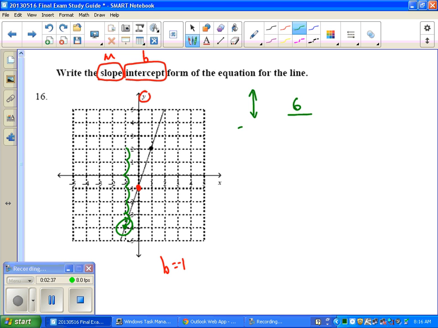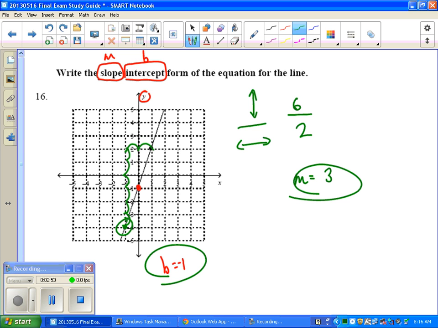And count how many times you go left or right. You have to go right 1 time, 2 times. To the right means +2. So your m value is 6/2. So your m value is going to simplify to 3. So you have a b and you have an m. So you can just look back at number 15 and do it the exact same way. Y equals mx plus b. Plug your values in. M's value is +3, so 3x. B's value is -1, so -1. Y equals 3x minus 1.